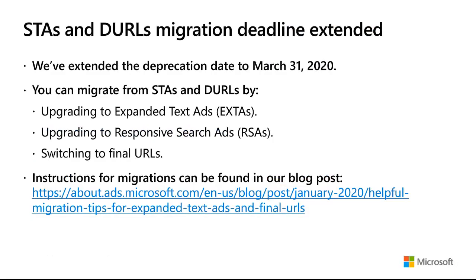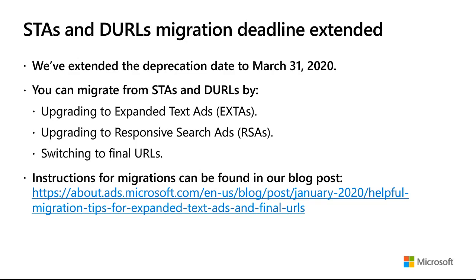So as you may have heard, the standard text ads and destination URL migration deadline has been extended. We have moved this date to March 31st, 2020. There are multiple ways you can go about migrating your STAs and destination URLs. One, you can upgrade your standard text ads to expanded text ads. Two, you can try upgrading them to responsive search ads. And then finally, for your destination URLs, you'll just need to switch those to refined URLs. We have the instructions for migrations in our blog post, which will also be in our resources page for this deck.